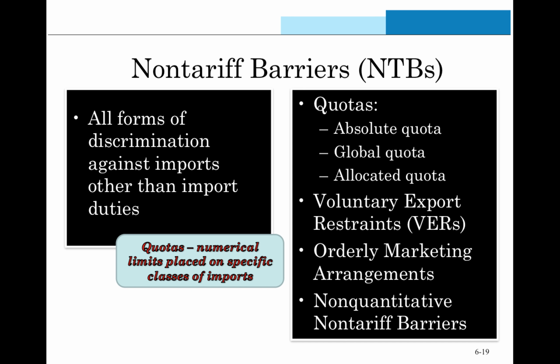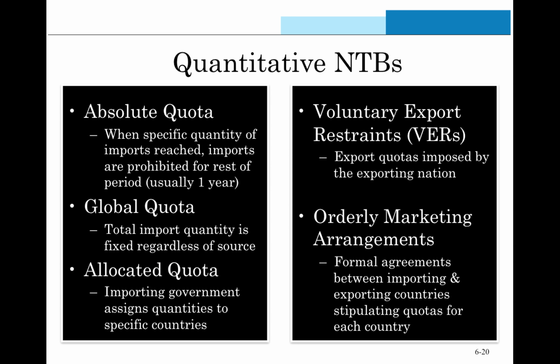And that's a quota. Now, there are different types of quotas: absolute quotas, global quotas, and allocated quotas, and we'll talk about those in just a minute. Then there are voluntary export restraints, orderly market arrangements, and non-quantitative, non-tariff barriers. An absolute quota is when a specific quantity of imports is reached, and those imports are prohibited for the rest of the period. Global and allocated quotas also are described here if you'd like to learn more about those.